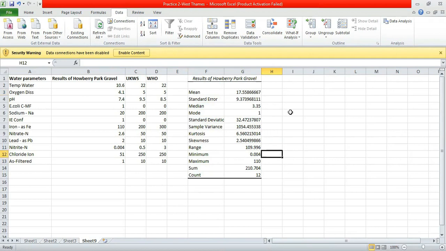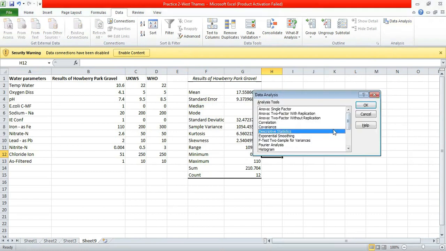So now, this is just about the descriptive analysis. We can go further ahead to do correlation, which is the key point in our conclusions, in our visualizations, in what we need to assume and what we need to say about this water source. So we can click on data analysis, and then we click on correlation, and then we click on OK.